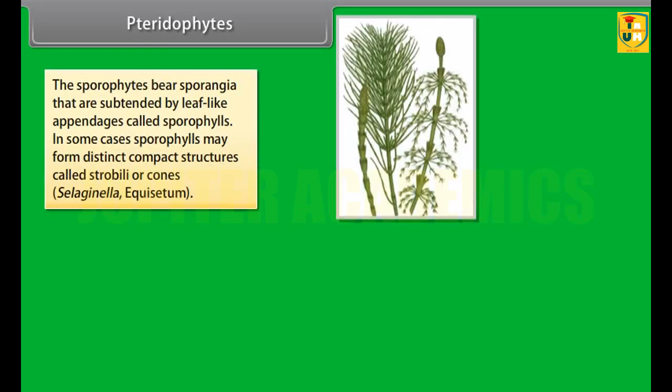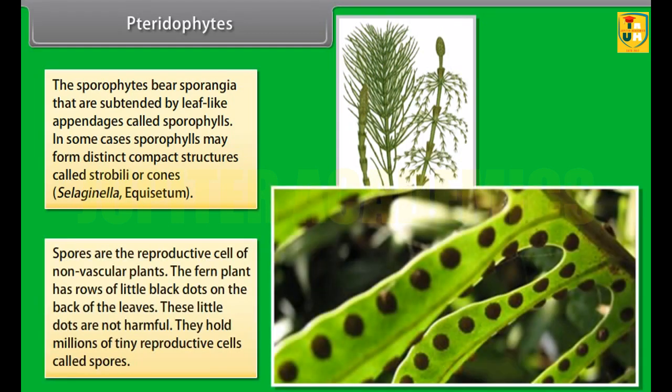The sporophytes bear sporangia that are subtended by leaf-like appendages called sporophylls. In some cases, sporophylls may form distinct compact structures called strobili or cones, as in Selaginella and Equisetum. Spores are reproductive cells of non-vascular plants.